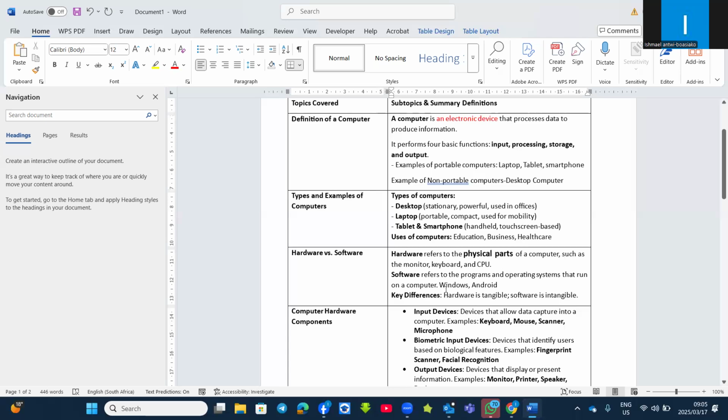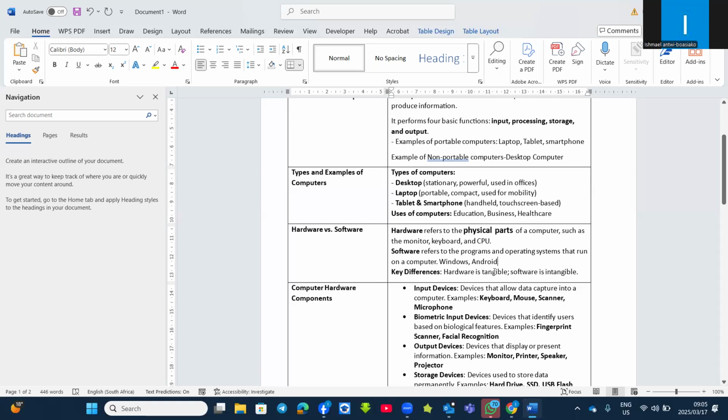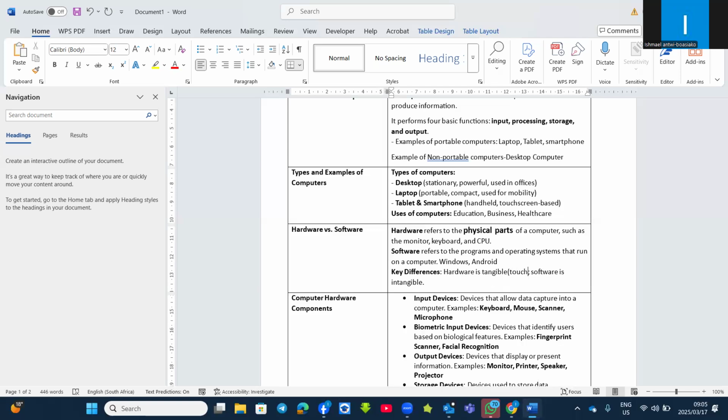Now, you must know that the key difference between hardware and software is that hardware is tangible. Tangible meaning that you can touch it or you can feel it. And then software is intangible. You cannot touch it. It cannot be touched. So that's the key difference between hardware and software.